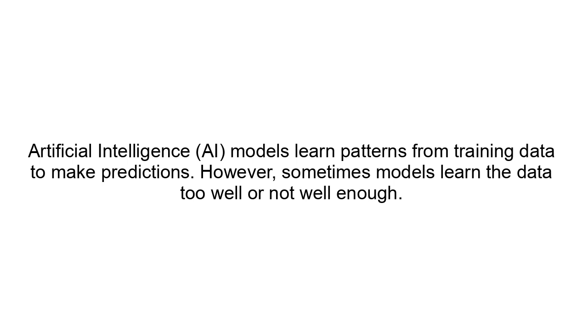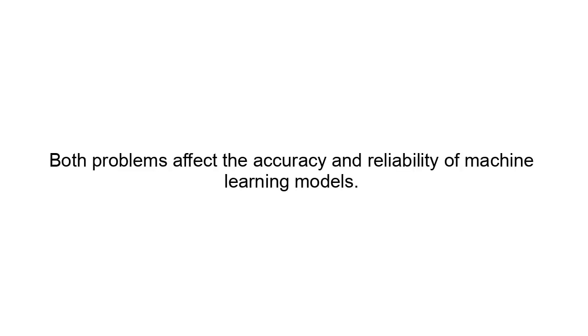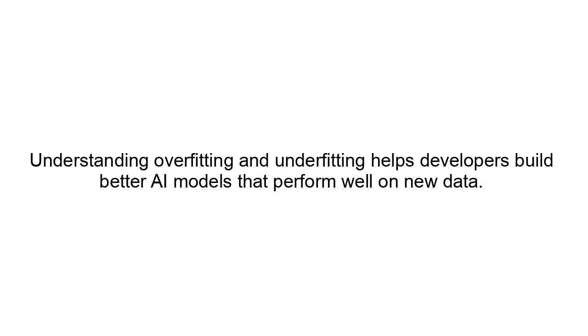AI models learn patterns from training data to make predictions. However, sometimes models learn the data too well or not well enough. These situations are called overfitting and underfitting. Both problems affect the accuracy and reliability of machine learning models. Understanding overfitting and underfitting helps developers build better AI models that perform well on new data.